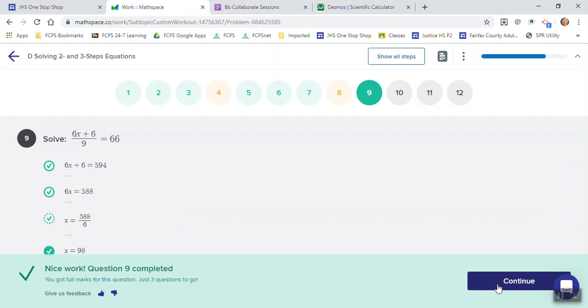Yep, so that's it. Okay, so the last 3 questions would be two-step equations. So you would do the same way that I did for this question.